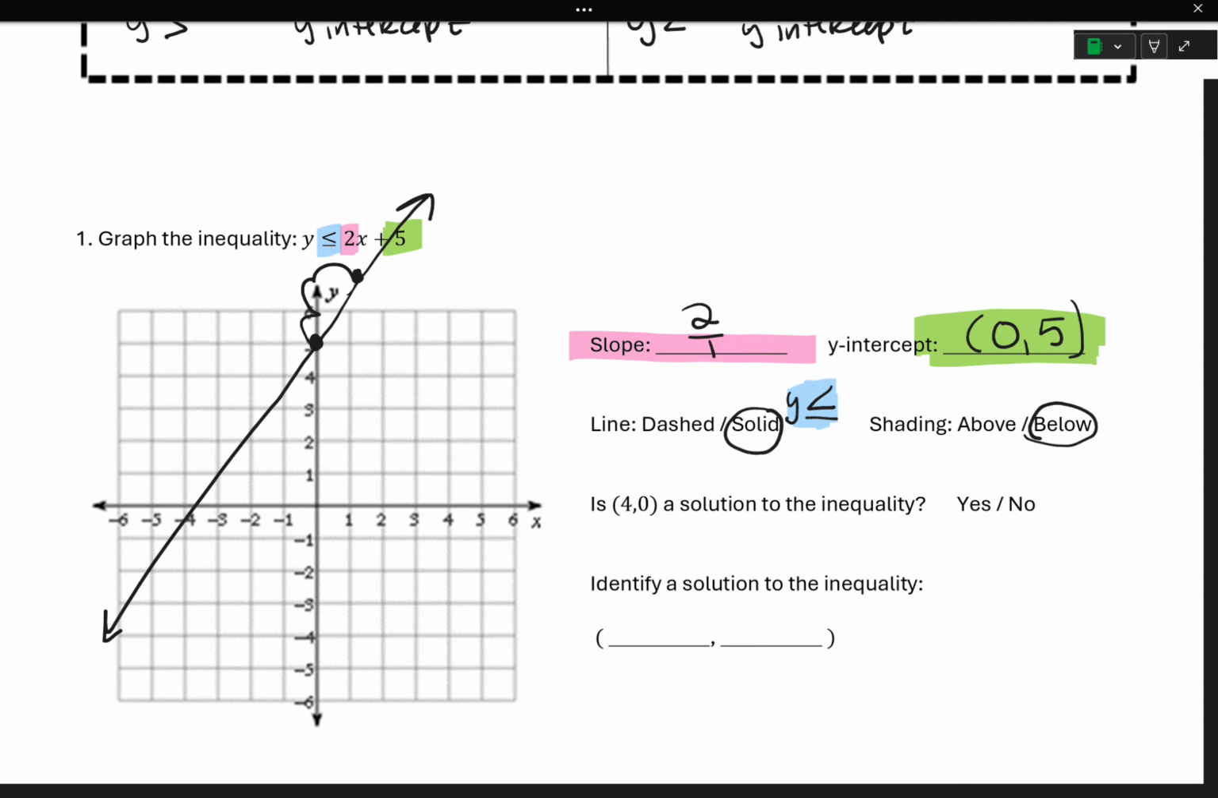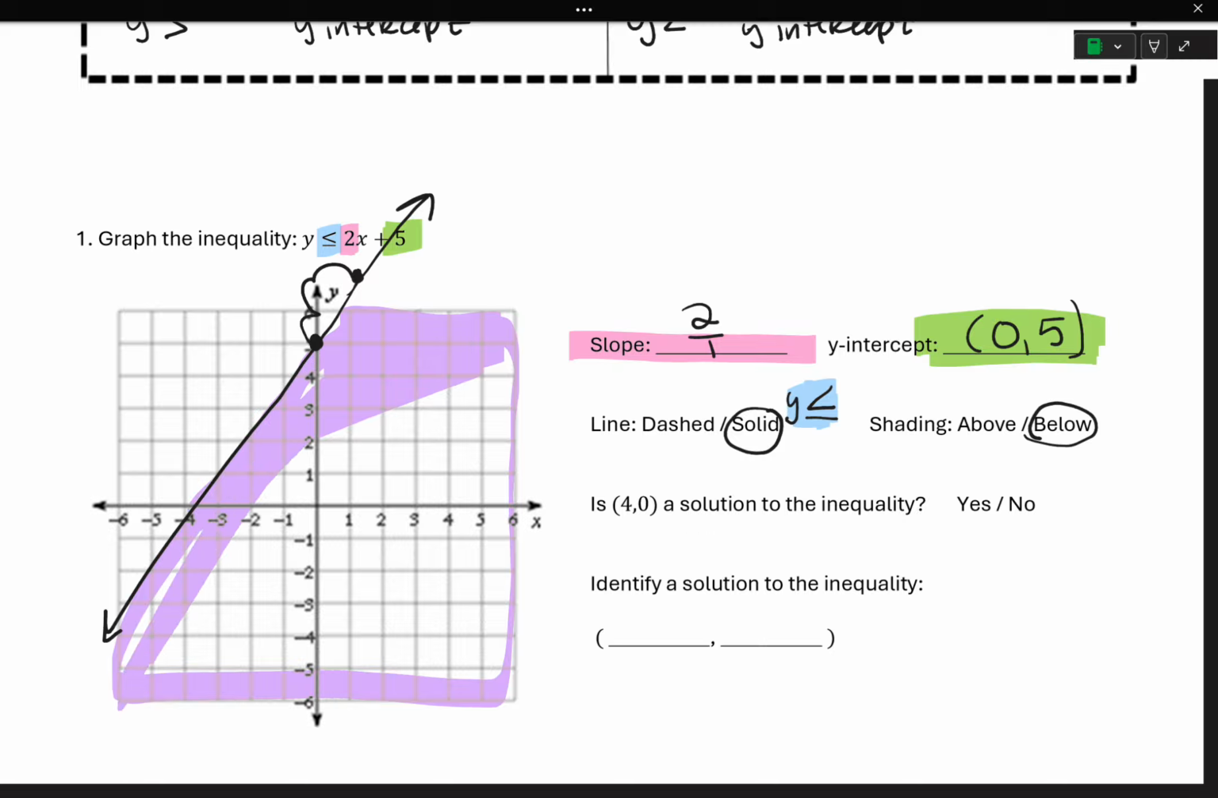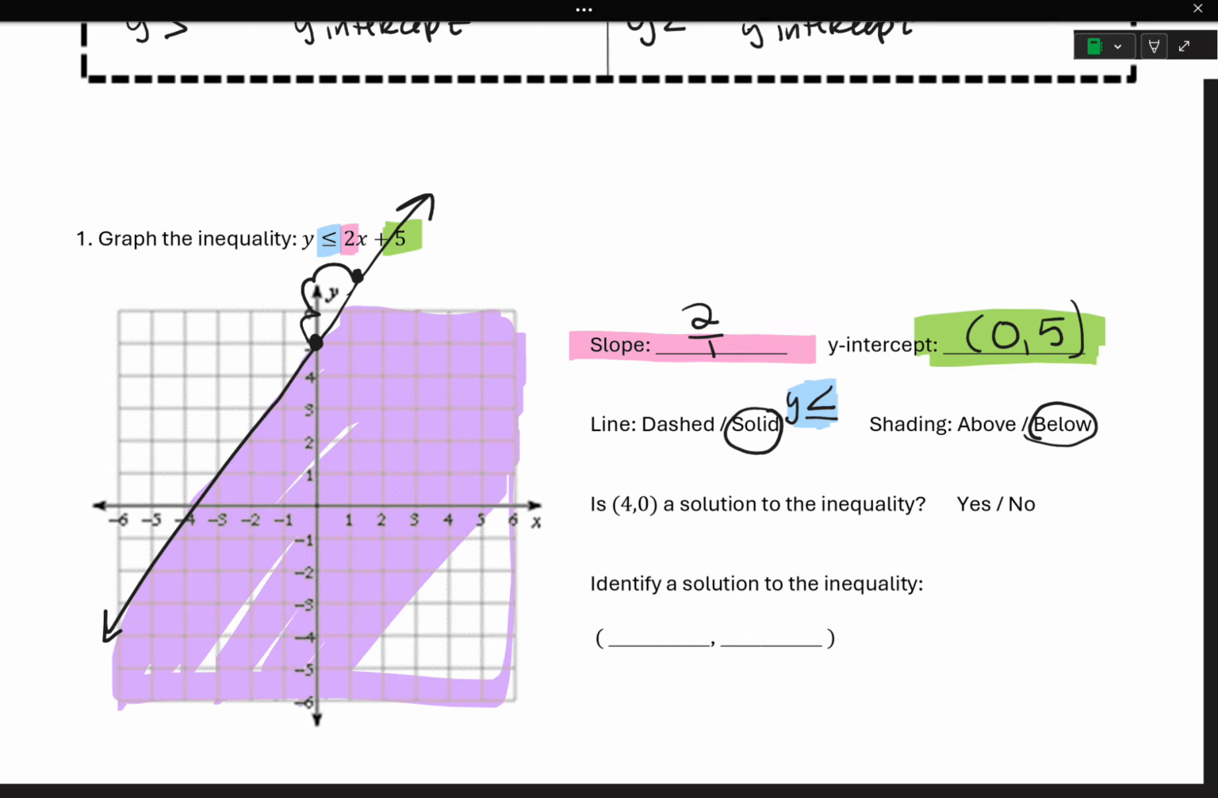Now I'm going to shade using a highlighter, but this is how I used to shade back when I was just using a pencil, like this. This is good enough for shading, but I have beautiful technology, so I am going to shade like this. Everything in this shaded area is a solution to my inequality. And anything on the line is a solution because it's or equal to.